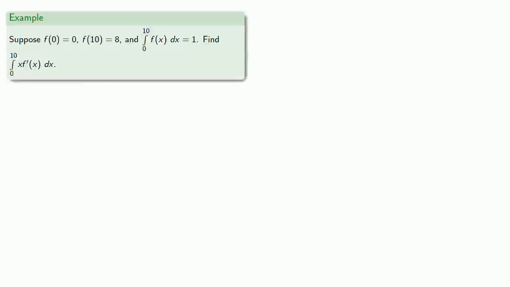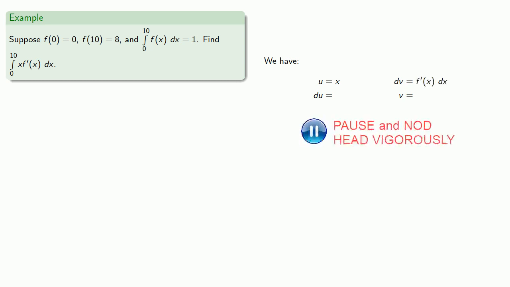So, for example, suppose I know that f of 0 and f of 10, and the value of some integral, let's find the integral of x f prime of x. So we'll set up for our integration by parts. We'll choose a u and a dv. That means we need something to differentiate and something to anti-differentiate. And let's try u equals x and dv equals f prime of x. So we'll differentiate and anti-differentiate.